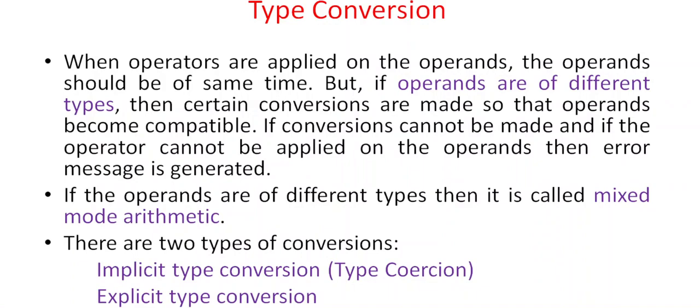So the compiler, the program which executes your C program, will get confused. Sometimes you may get unpredictable results. When the operands are of different types, you may get unpredictable results. If the operands are of different types, it is called mixed mode arithmetic. So what to do when the operands are of different types? There are two solutions: implicit type conversion and explicit type conversion. Implicit type conversion is otherwise called type coercion.